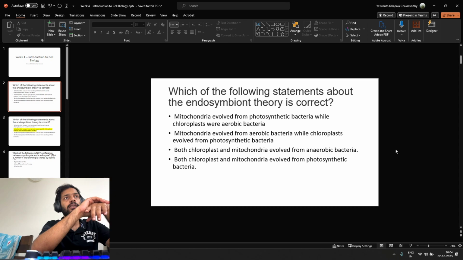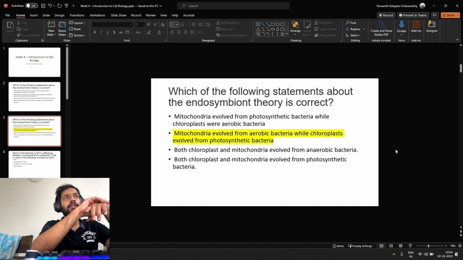Okay, so you're saying both chloroplast and mitochondria evolved from anaerobic bacteria. That's untrue. B, yeah. Essentially, mitochondria have this ability to generate NADH and NADPH from oxygen through the electron transport chain, right? So they have to be aerobic, and chloroplasts need to have this photosynthetic ability.